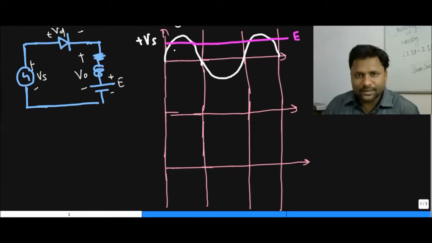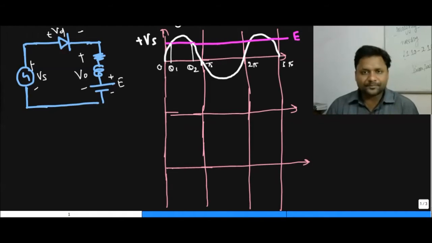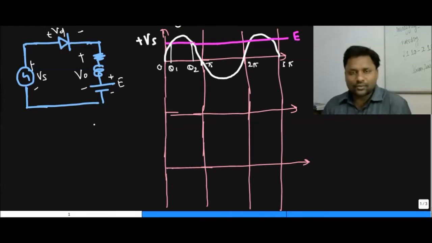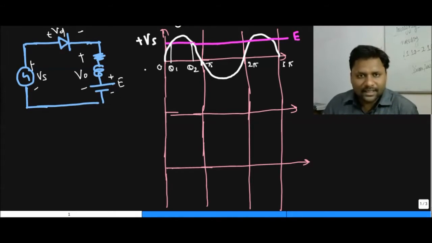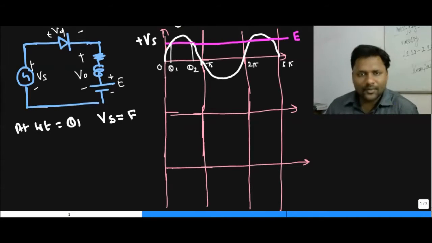And back EMF is having two intersection points, at this point and at this point. We are saying that this is angle theta 1, and this is angle theta 2. This is 0, this is pi, this is 2 pi, this is 3 pi. So E and the sine wave have two intersecting points at theta 1 and theta 2. So we can say that at omega t equals theta 1, the supply voltage is equal to E.